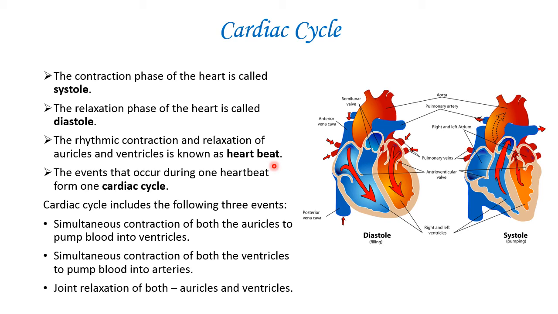Now, what is happening during the systole and diastole? Diastole, I told you, is the relaxation phase of the heart. When it is relaxing, it is receiving the blood. When it contracts, it distributes the blood. When the auricles are relaxing, they are receiving the blood, the deoxygenated and the oxygenated blood. Both the auricles are receiving it. Now, when the auricles contract, this blood is pushed into the ventricles from both the sides. Again, when the ventricles contract, this blood is pushed into the arteries.